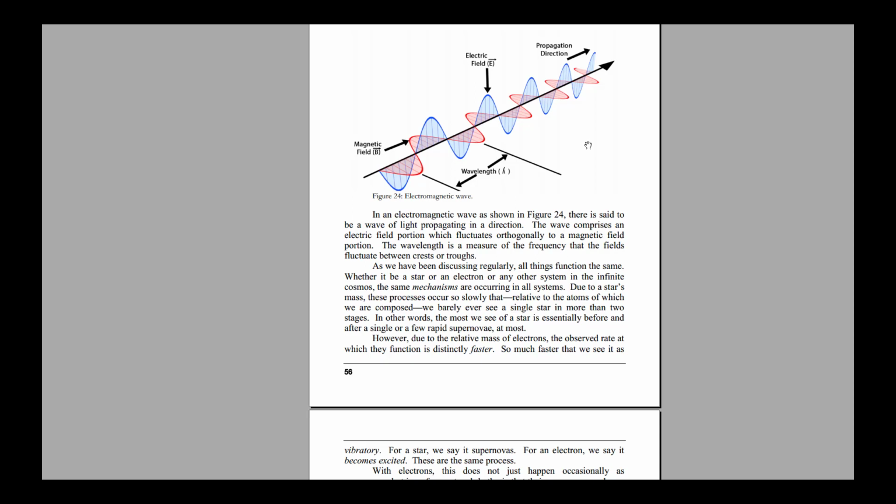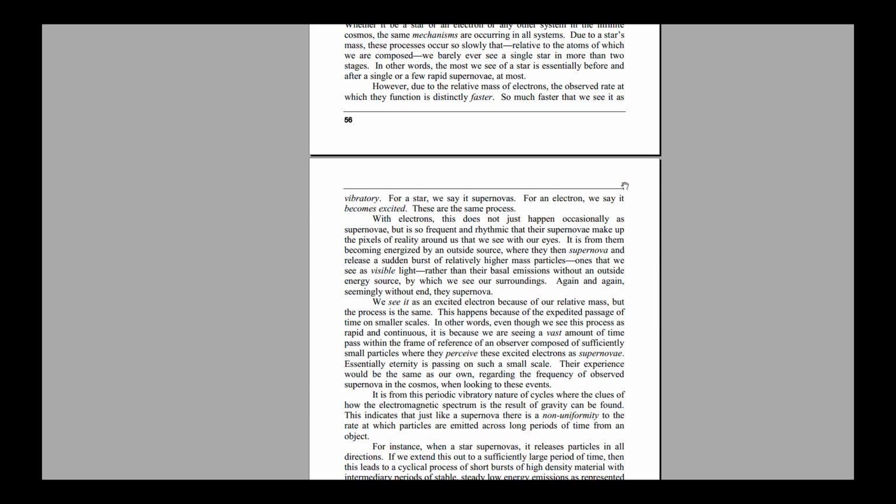Due to a star's mass, these processes occur so slowly that relative to the atoms of which we are composed, we barely ever see a single star in more than 2 stages. In other words, the most we see of a star is essentially before and after a single or a few rapid supernovae at most. However, due to the relative mass of electrons, the observed rate at which they function is distinctly faster, so much faster that we see it as vibratory. For a star, we say it supernovas. For an electron, we say it becomes excited. These are the same process.